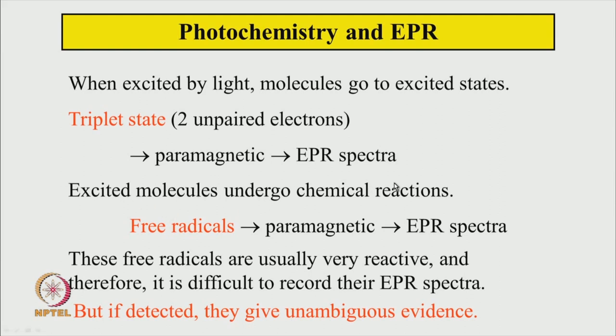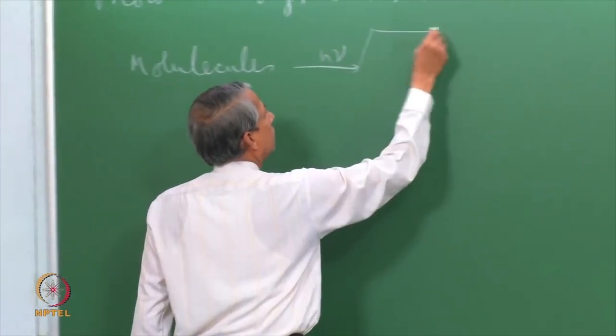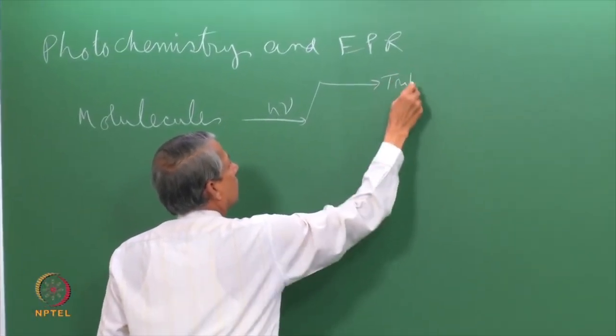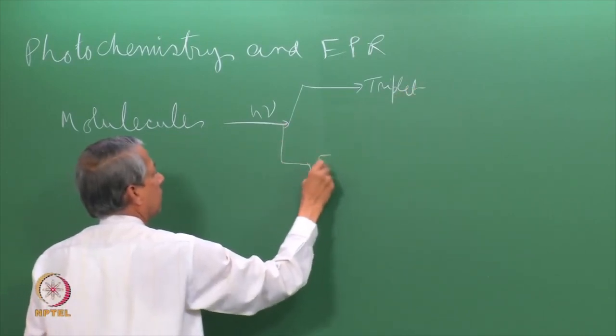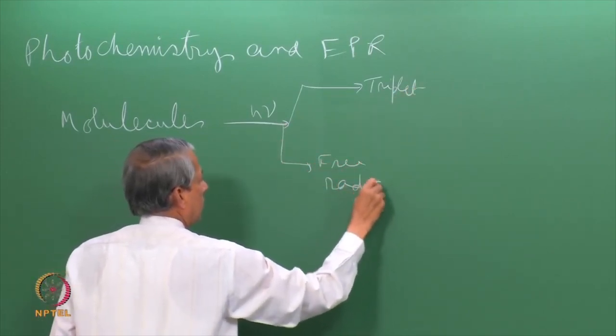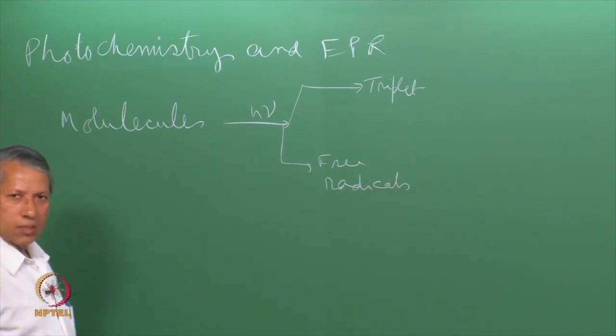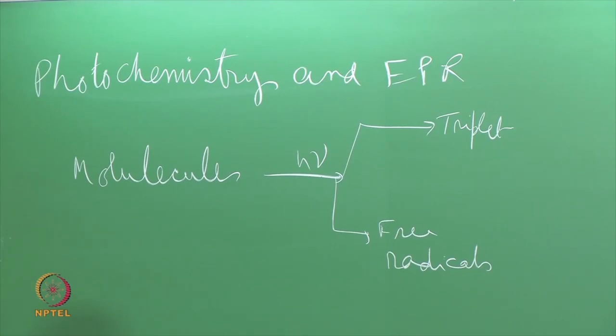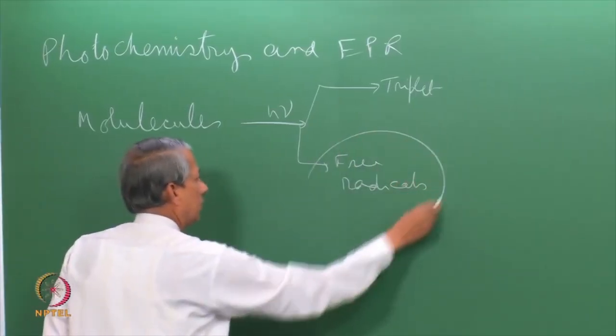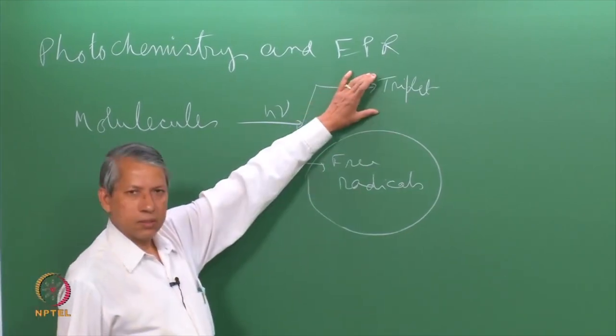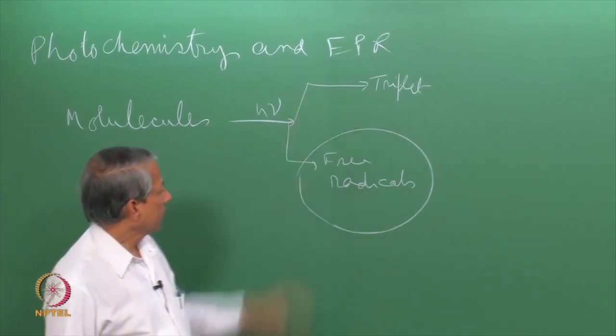Similarly, the excited molecule can undergo chemical reaction, and chemical reaction sometimes produces free radicals. Free radicals also have unpaired electrons and they are paramagnetic, so they can give rise to EPR spectra. So, we have two types of possibilities. One is triplet, other is free radicals, and both can be studied by EPR spectroscopy. Now, today, we will concentrate on this aspect and not discuss the EPR spectroscopy of triplets.